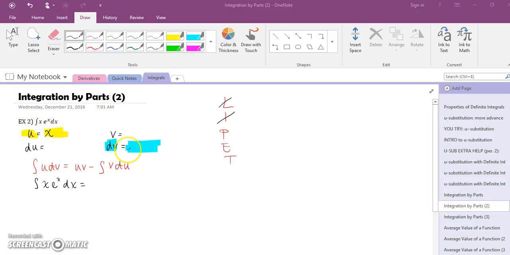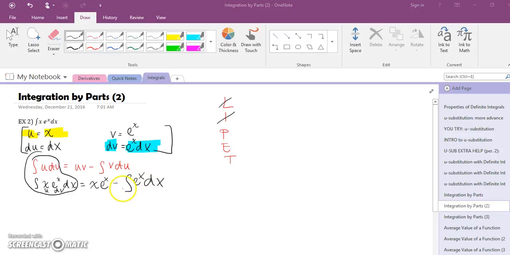So that means e to the x dx is my dv. So that means du would be 1 dx. If dv is e to the x dx, then regular old v would just be e to the x, because the antiderivative of e to the x is e to the x. So I'm going to take my original, so u and dv, and I'm going to rewrite it as u times v minus the integral of v du.